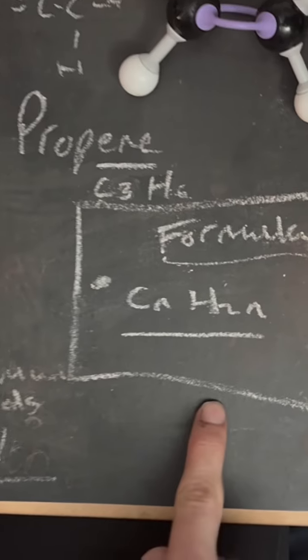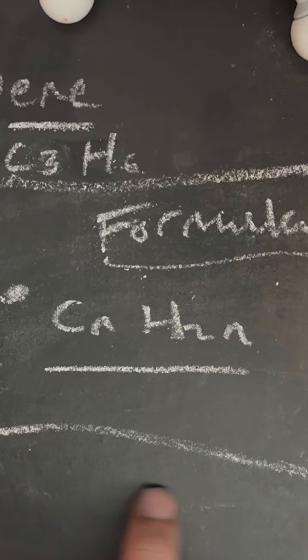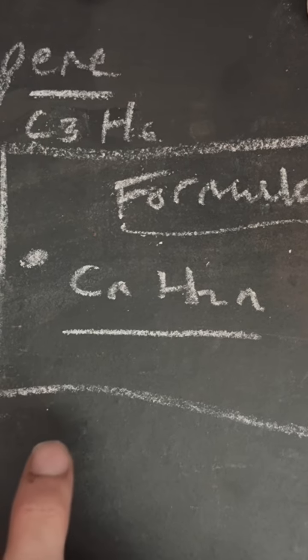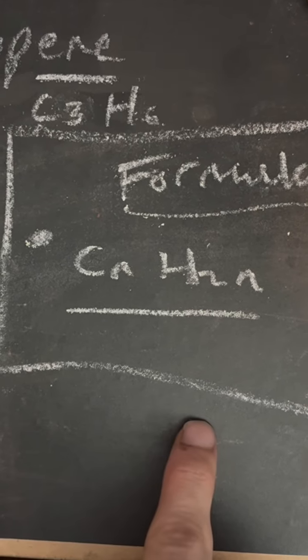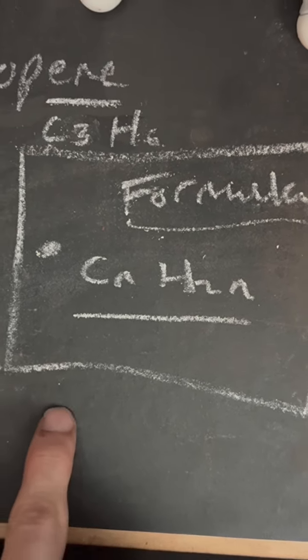An alkene's formula is CnH2n. For every one C, there will be 2 H. As I say, C is black, H is white.